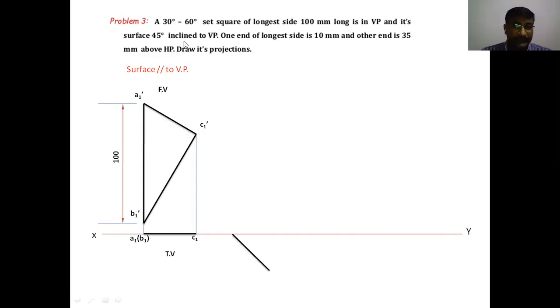When the surface is inclined to VP, when we rotate the surface inclined to VP, automatically this line will be rotated with an angle of 45 degrees with XY line. Draw this line inclined at an angle of 45 degrees with XY line towards below XY. Locate the points as A2 of B2. This is the A1 of B1 in first stage. The point becomes A2 of B2 in second stage. The third point is C2.